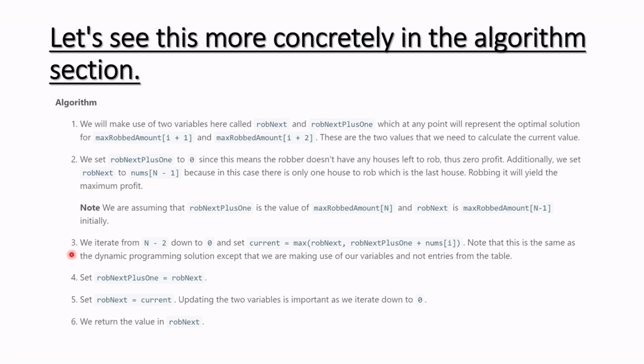The third step says that we will iterate from n minus 2 down to 0. We'll set current equal to the max of rob next and rob next plus 1 plus the current value, and this will be stored in current. Note that this is the same as the dynamic programming solution, except we are making use of variables, not entries from the table. We set rob next plus 1 equal to rob next, then rob next equal to current. Updating the two variables is important as we iterate down to 0. Finally, we will return the value rob next.